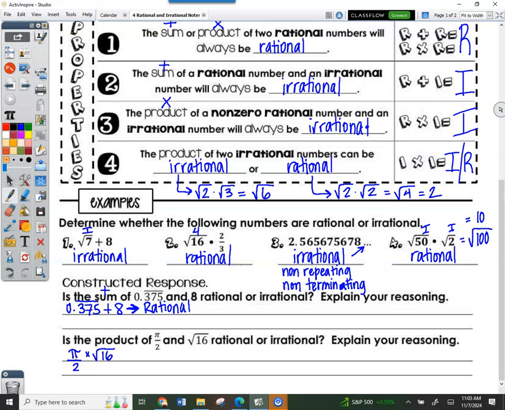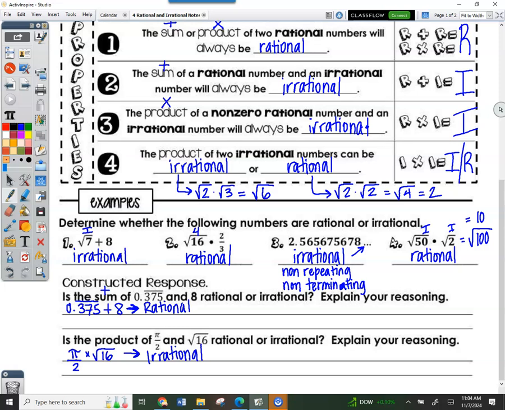Now, pi over 2 and the product with root 16. What's product mean? Multiply. Do I really even need to think about this? No, why? What's in here? It's pi. The pi is throwing everything off. It makes it irrational because 16 is actually perfect, so that would come out as 4. But the pi, it doesn't matter what you do with that pi. It is going to be that non-terminating, non-repeating decimal.